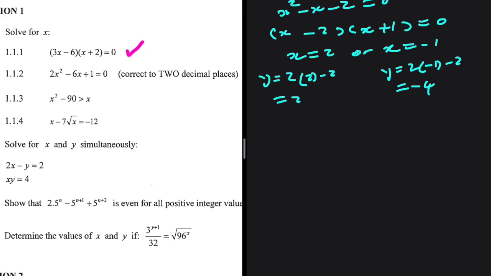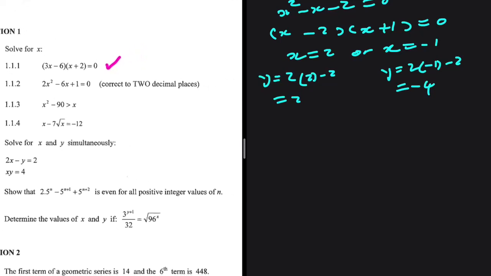1.3. Let's take a look at 1.3. So in 1.3, we're supposed to show that 2 multiplied by 5 to the n, minus 5 to the n plus 1, plus 5 to the n plus 2, is even for all positive integer values of n. Alright, let's see how we can possibly show that.